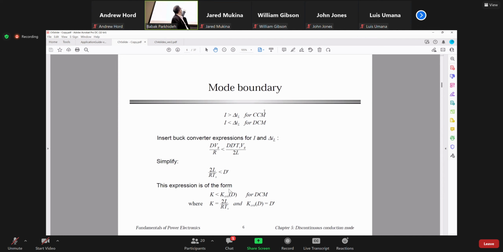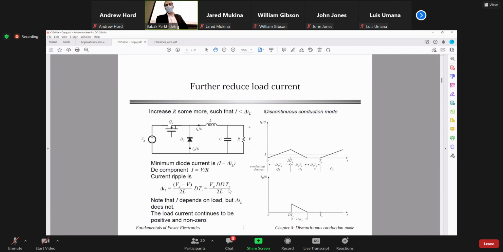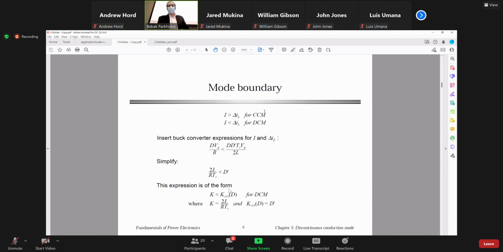And you can put in the relationship for the ripple that we calculated based on one of the subintervals. So if you do some rearrangement, what you get is this form. You see 2L divided by R Ts, and that's the unique parameter that you can extract from all basic converters. This depends on how you want to operate the converter, the control. So this is physical components, this is control.